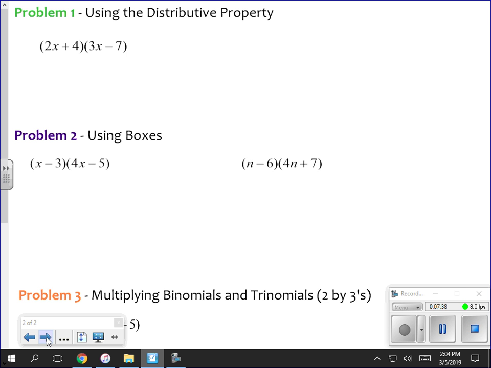Okay? So on this first one here, FOIL. And these ones here, set up your box. Okay? So do those 3 problems. Okay, so let's go ahead and do these.